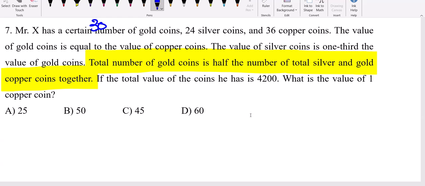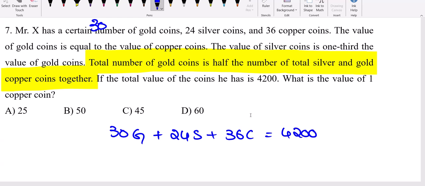See, you have 30 gold coins, 24 silver coins, plus 36 copper coins. All this together, the value is equal to 4,200. And they said in the question, gold and copper both are equal. So I can say directly, this is copper 30C, this is 36C. Or convert all into this also, that's better maybe. The total value of the coins.